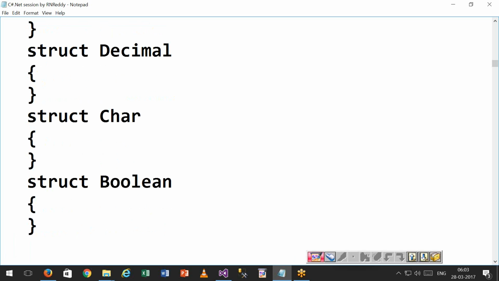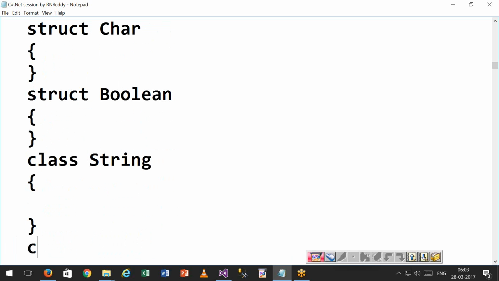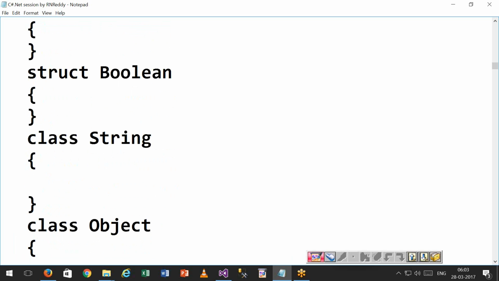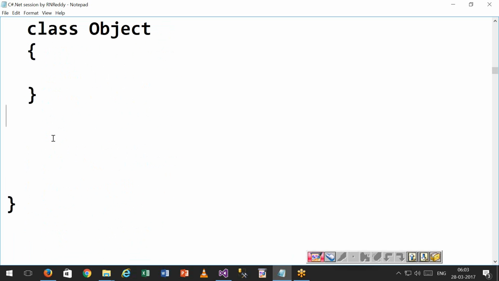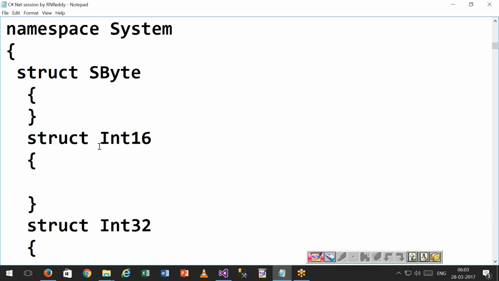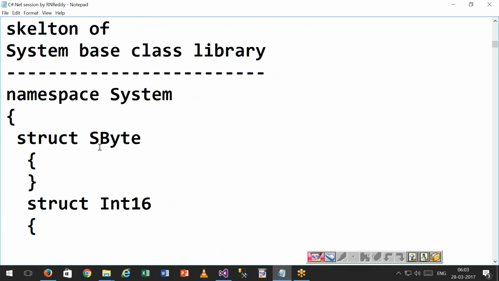Class String. Class Object. All of these primitive data types are defined by Microsoft like this. Is it clear to all of you? Yes, sir. Right. Okay.